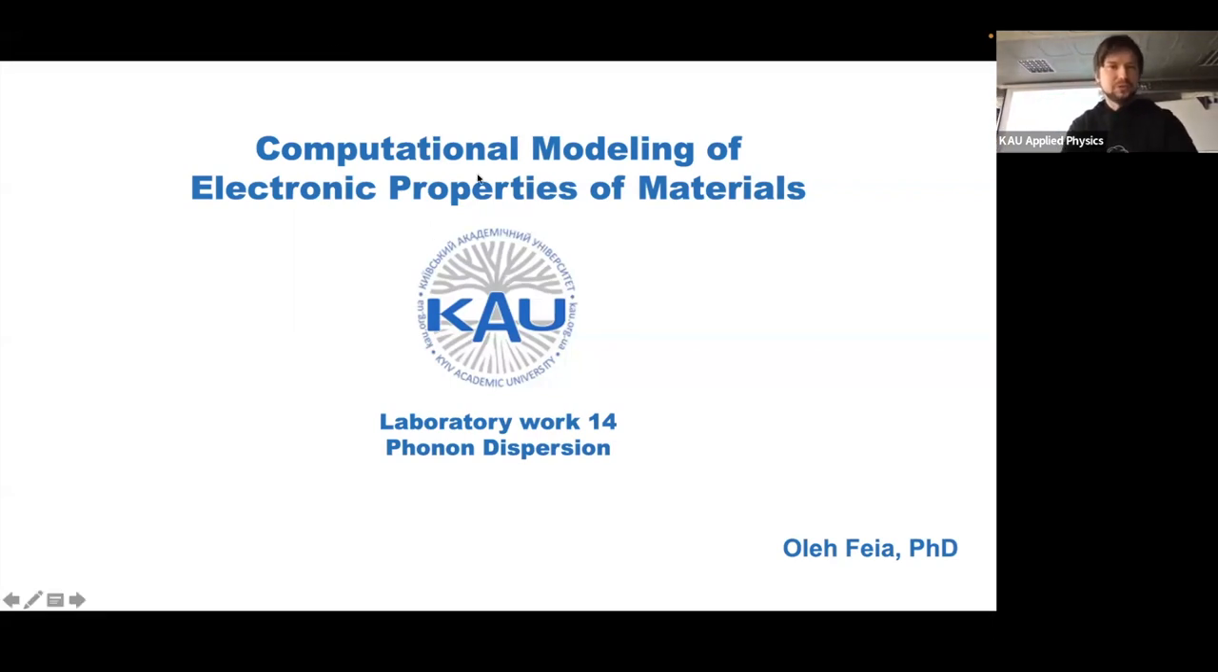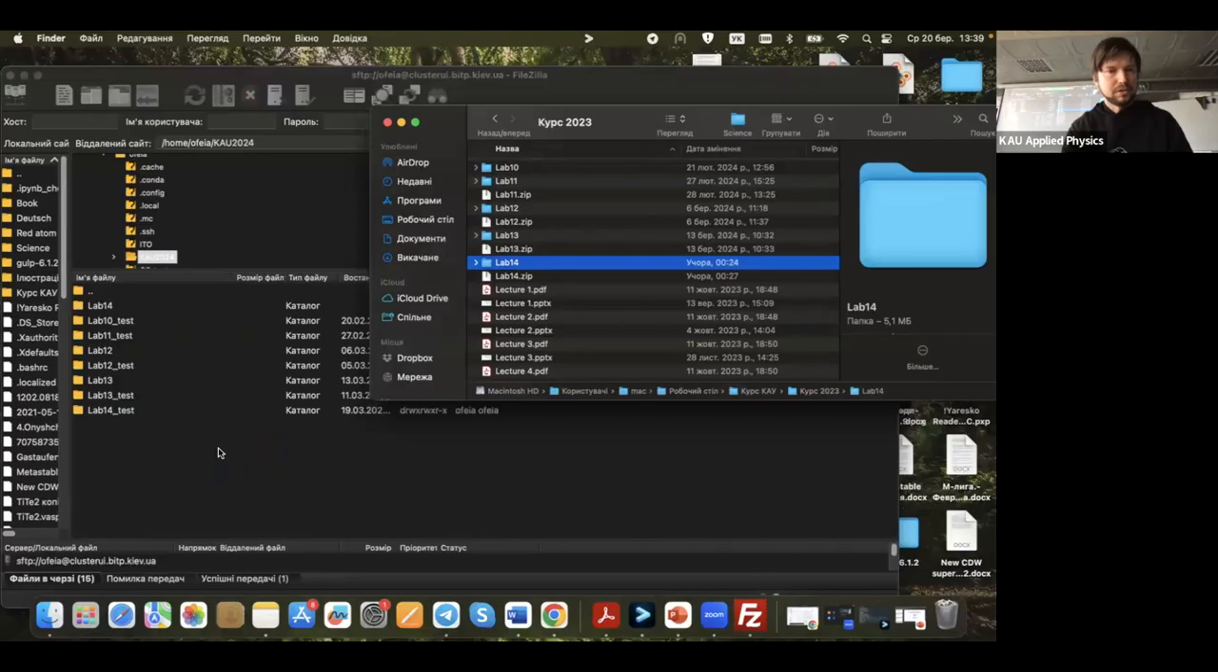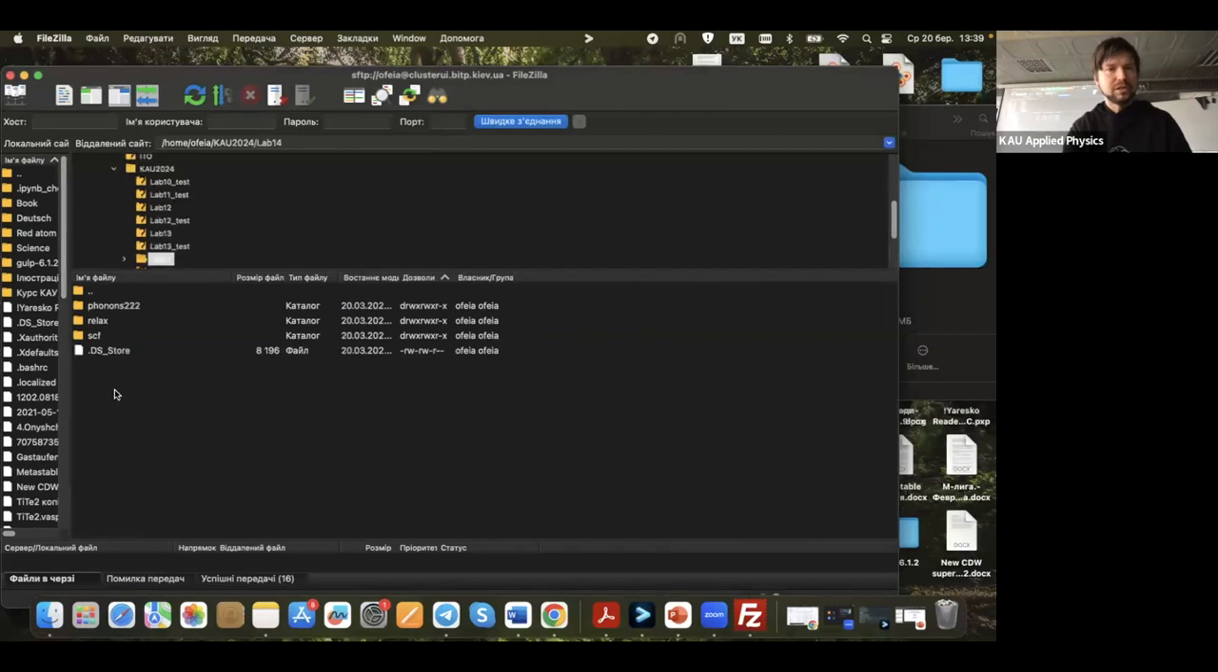Okay, first of all, I propose you start the calculations. So here it is. You have a folder lab 14, and in this folder you have three folders: relax, SCF, so they are our common folders, and then phonons 222. Phonons 222 is something new, and I will explain later what it is. First of all, we should just launch these calculations.